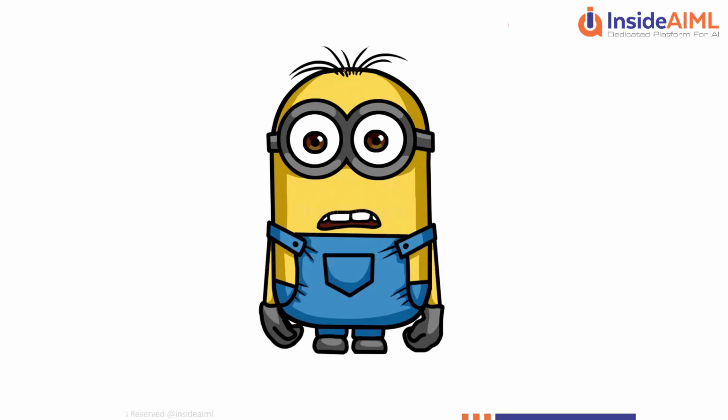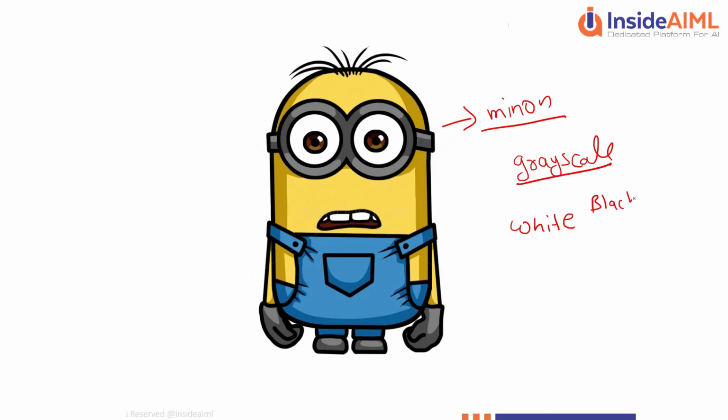Now let's have a look at a colorful image. So this is not a black and white image. This is a colorful image of a minion. So what would be happening in this case? When we talk about a grayscale image, then we actually work with white and gray, white and black. But what about the case of a colorful image?